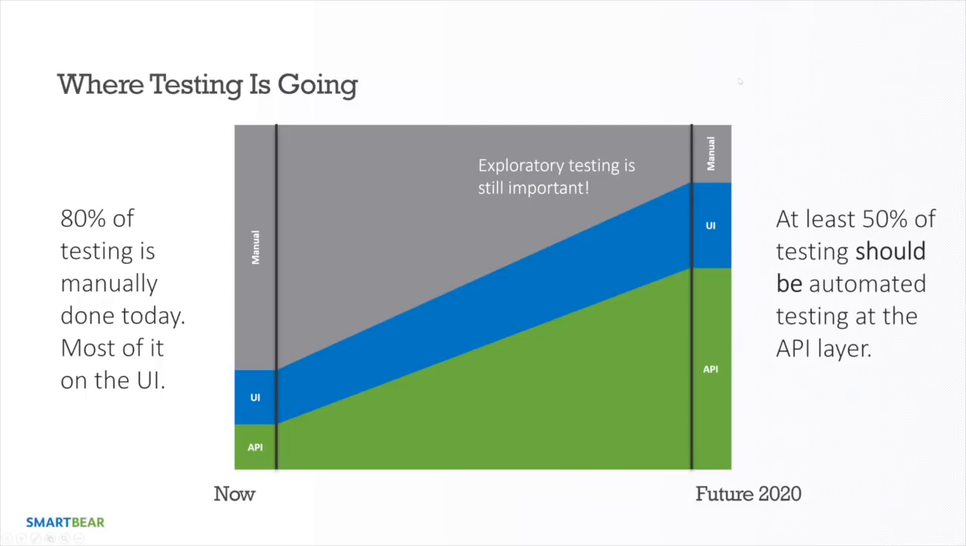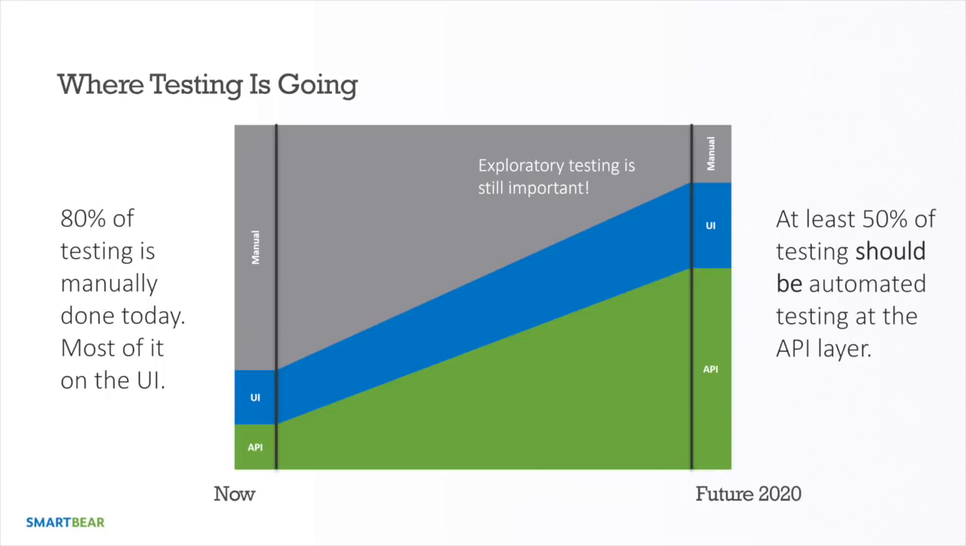So right now, 80% of testing is done manually, and most of it's done at the UI layer. So most of that gray is manual testing done on UI. We operate in like a $4 billion industry. Way more than half of that is expended on human capital, actually going through and working on testing.